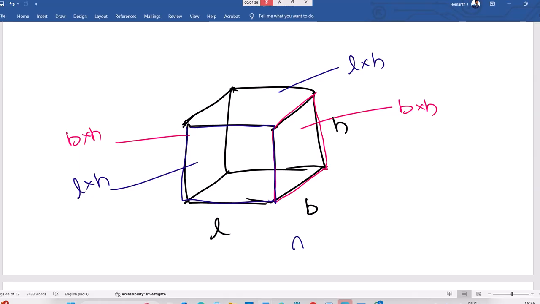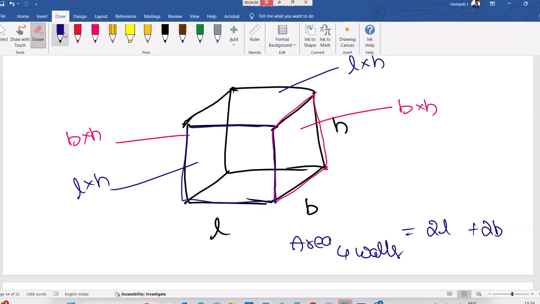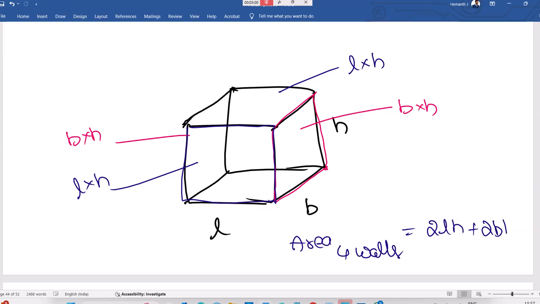4 walls. Here walls only, not the entire room. Don't go for top and bottom, which are L into B, L into B. You want only the area of 4 walls. This is LH, LH means 2LH. BH, BH means 2BH. 2LH, 2BH. Common is 2H. If you pull it out, we'll get L plus B. This is that formula: 2H into L plus B.